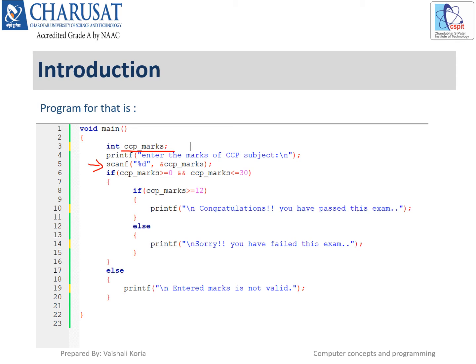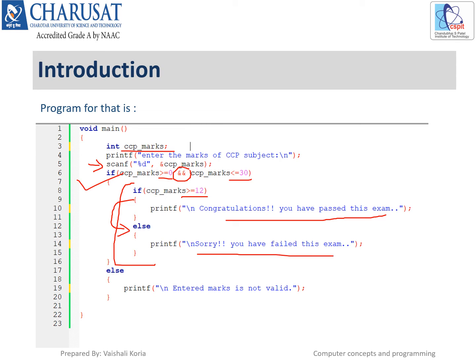Now if the marks is greater than or equal to 0 and less than or equal to 30, so if both the conditions are true, then we have to check for the criteria. If the marks is valid, then if it is greater than or equal to 12, we have to print congratulations, you have passed this exam. And if the marks is not greater than or equal to 12, that means the CCP marks is less than 12, so in that case we have to print this else: sorry, you have failed this exam.